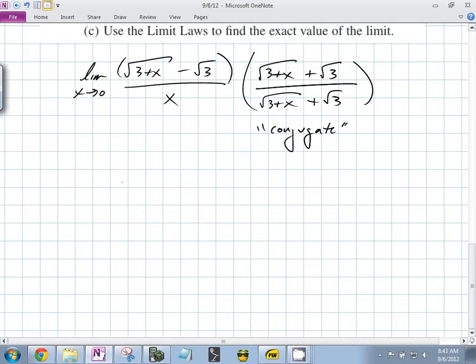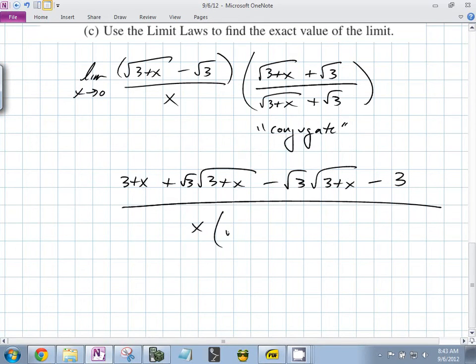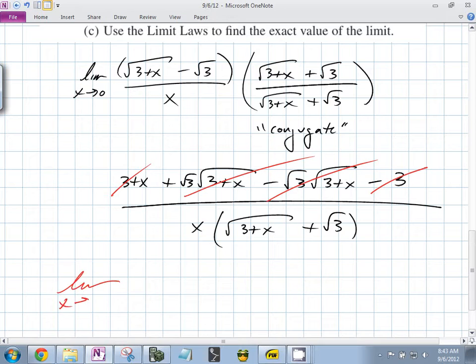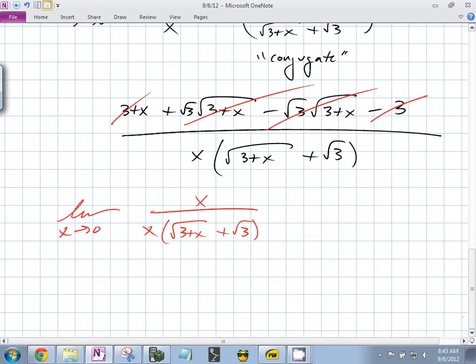But if you multiply this out, you end up with 3 plus x minus 3, all over x times root 3 plus x plus root 3. What happens on the top? This cancels, right? This whole thing cancels, and what are you left with? You have the limit as x goes to 0 of x over x times root 3 plus x plus root 3. What cancels now? The x is canceled.